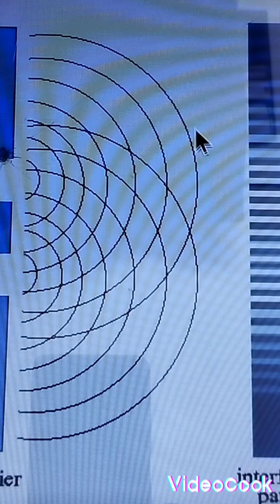As a result of interference of waves coming from two separate sources, we get an interference pattern. In this interference pattern, the white and dark fringes are of equal width and equal intensity. That is, all the white, maximum intensity regions have the same width and the same intensity.